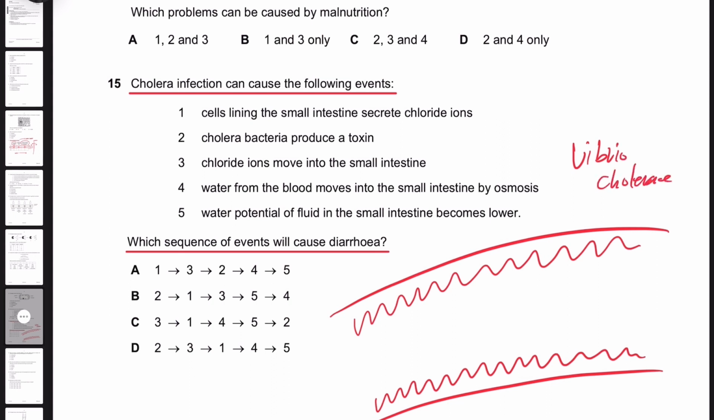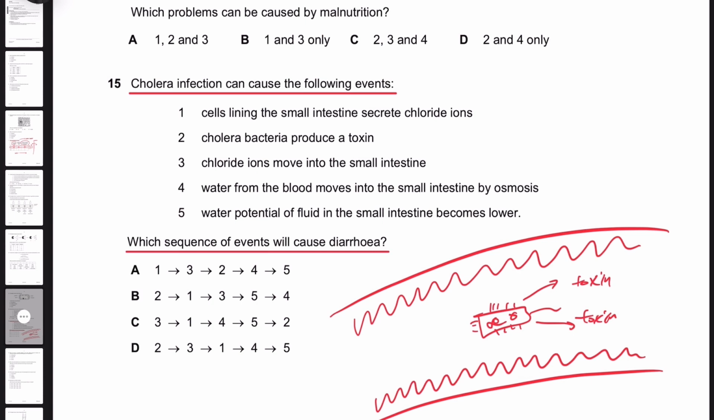But you guys don't have to know the name of this bacteria because it's not actually included in the syllabus. So you guys can just ignore it. And when these bacteria are present in the small intestine, they secrete toxins. And these toxins interfere with chloride ion channels within the small intestine.